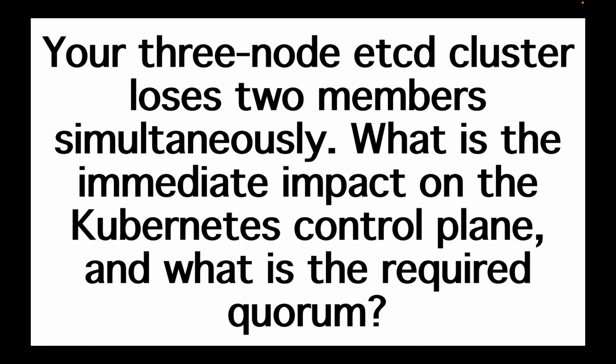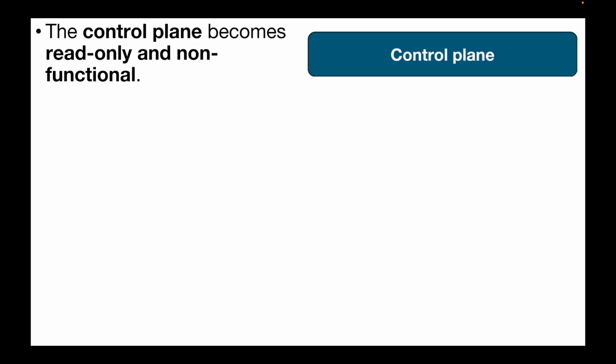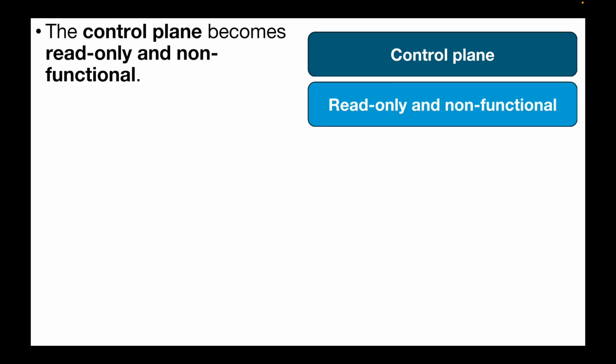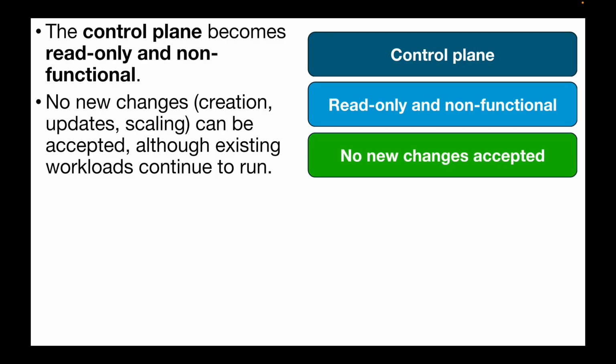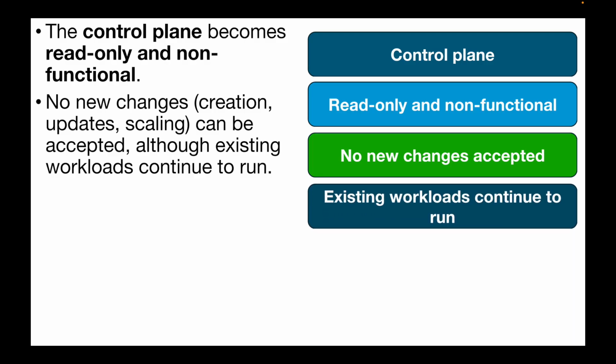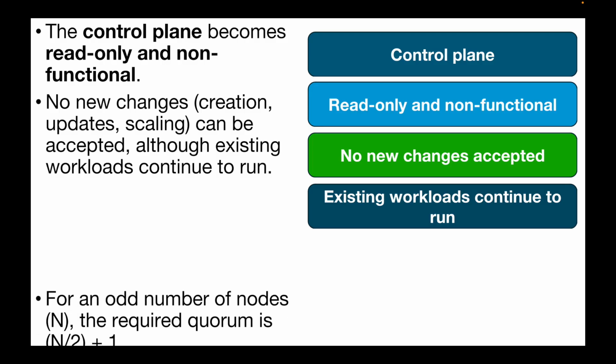The next question we have is, your 3-node etcd cluster loses 2 members simultaneously. What is the immediate impact on the Kubernetes control plane and what is the required quorum? So the control plane becomes read-only and non-functional. If 2 control plane nodes go down, then the third will become read-only. You won't be able to add any new information to it. No new changes like creation, updates, or scaling can be accepted, although any existing workloads will continue to run because it's read-only. Whatever you have in the cluster will continue to run.